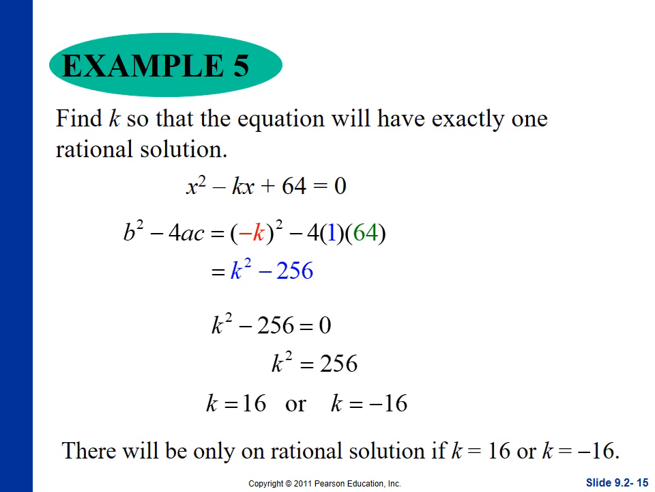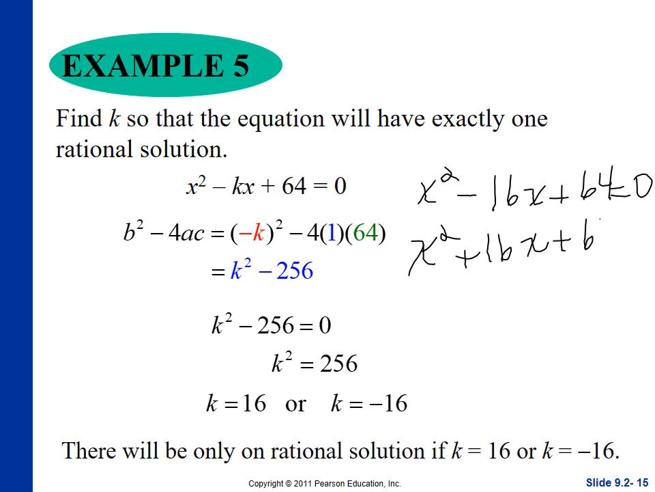So what they're saying here is that this final equation would have to be x squared, now if it's positive 16, this sign is negative. Minus 16x plus 64 equals 0. Or x squared plus 16x plus 64 equals 0. Okay?